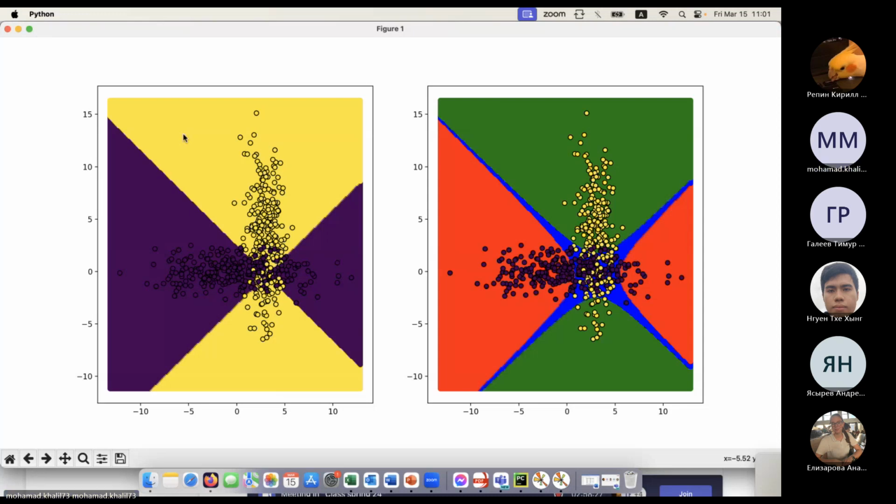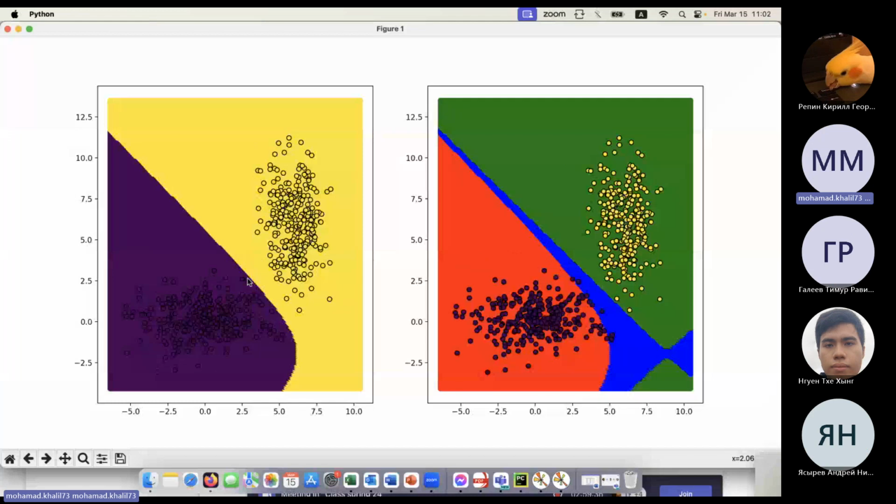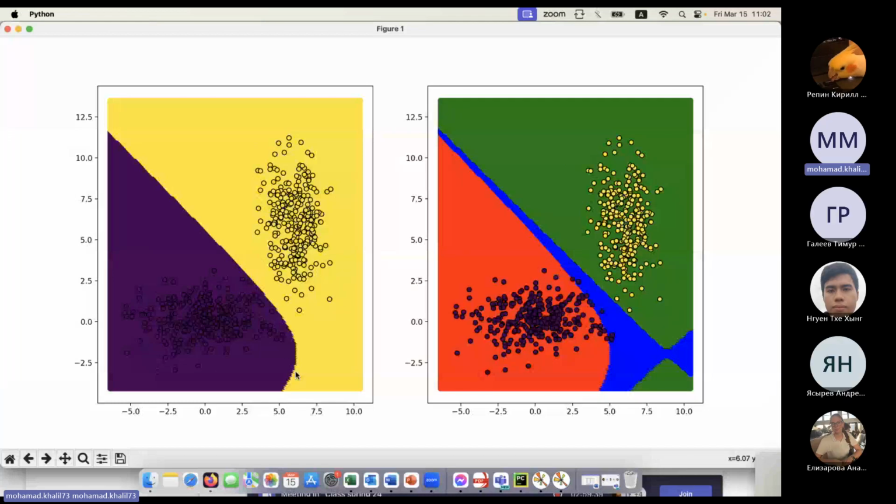Okay, look, without rejection, something like that. You see, this is without rejection. You see, it's not linear. It's something like that, and this is the space. All of here is class 1 and here is class 2.